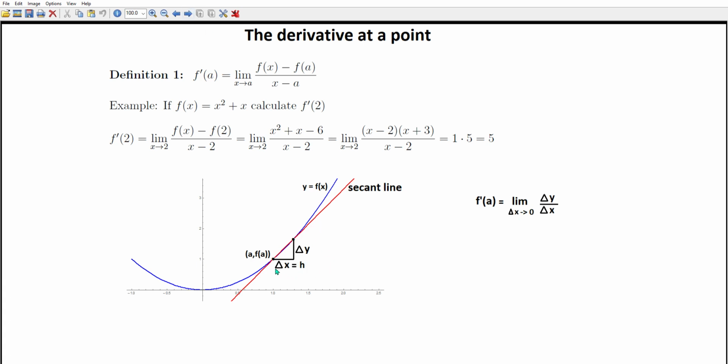This time, we're going to call delta x equals h. Okay, so h is this length right here. And the way this is drawn, this is positive. Had we gone the other direction, h would be negative.